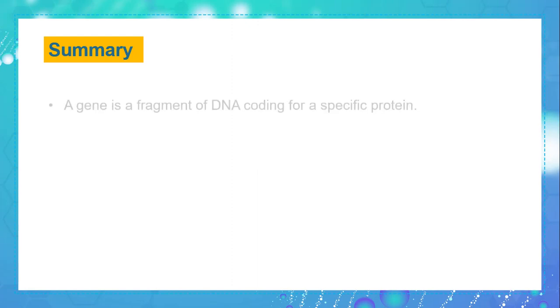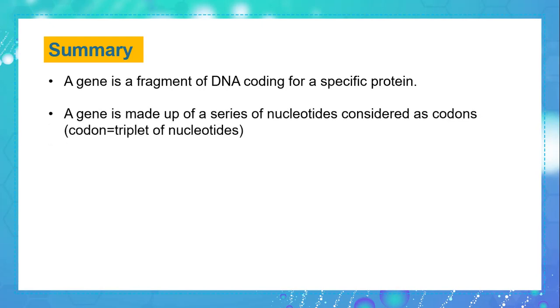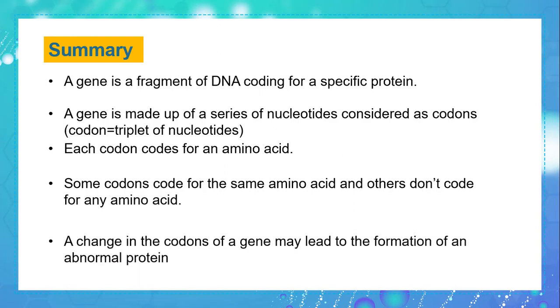To sum up, a gene is a fragment of DNA coding for a specific protein. A gene is made up of a series of nucleotides considered as codons, where the codon is a triplet of nucleotides. Each codon codes for an amino acid. Some codons code for the same amino acid, and others don't code for any amino acid. A change in the codons of a gene may lead to the formation of an abnormal protein.